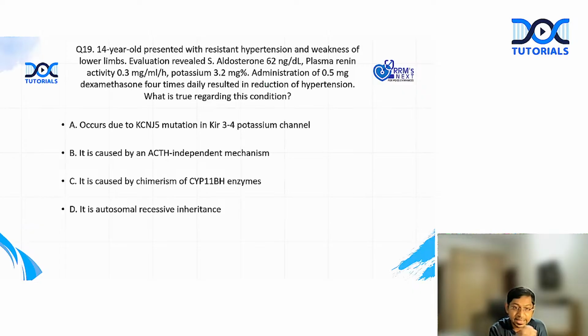So the options here, KCNJ5 mutation in the KIR3.4 potassium channel, that is not something that occurs in this particular type. That's something that occurs with type 3. This is a type 1. So type 1 is what is known as a glucocorticoid remediable familial hyperaldosteronism. It is caused by an ACTH independent mechanism? No, this is caused by an ACTH dependent mechanism. That is why when we give dexamethasone feedback inhibition, it reduces the ACTH, and that's how the hyperaldosteronism also reduces. Now, it is autosomal recessive. No, it is not autosomal recessive. This is autosomal dominant. And yes, it is caused by chimerism of the CYP11 beta hydroxylase enzymes.